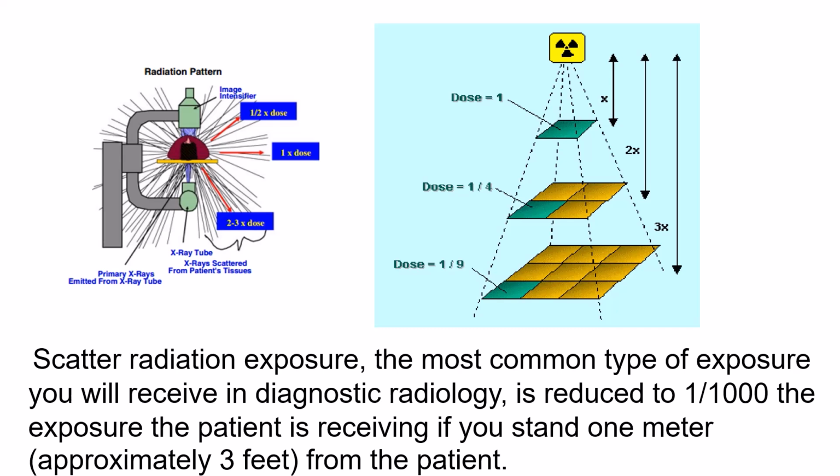Now remember, the patient gets a direct dose. The dose of radiation goes into the patient, and then it is recorded on an image receptor. The occupational dose is only the scatter radiation that is emitted from the patient. Scatter radiation, which is the most common type of exposure you will receive in diagnostic radiology, is reduced to 1/1000th the exposure the patient is receiving if you stand 1 meter away from the patient, and even less if you're wearing personal protective equipment.